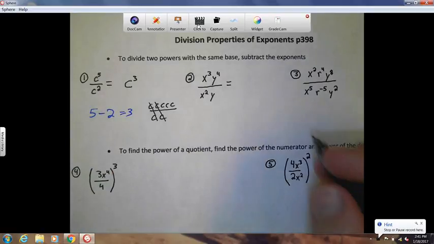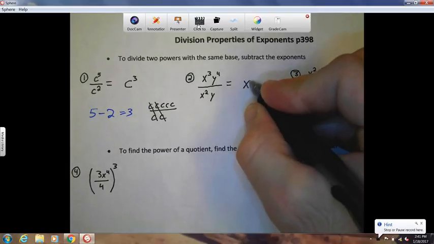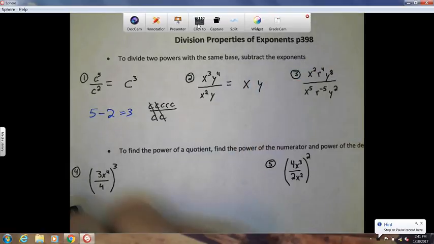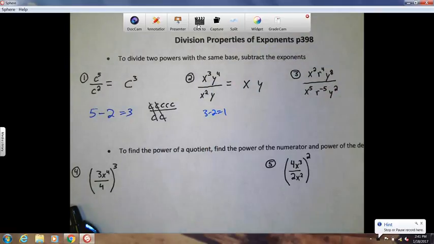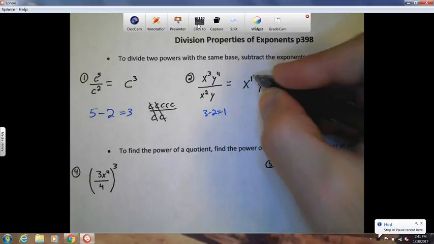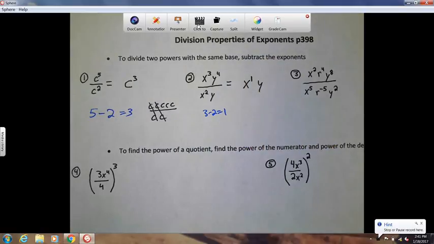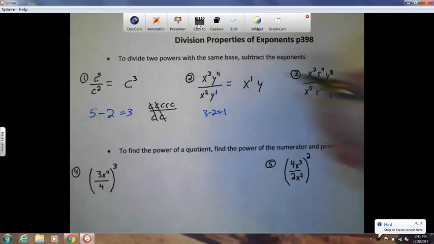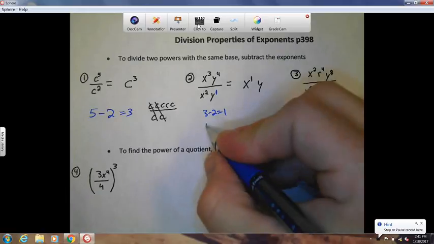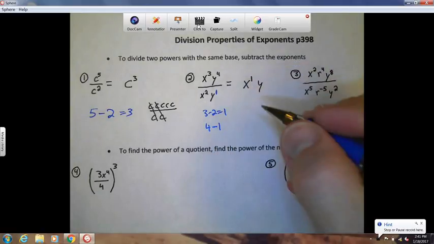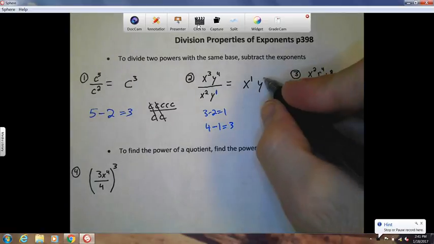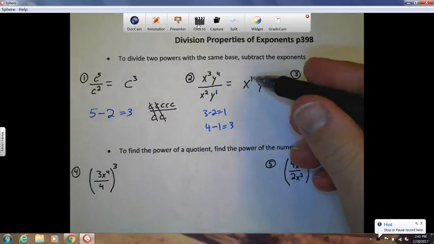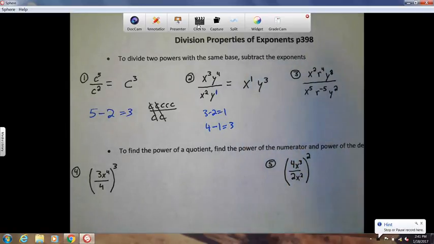Okay, so over here I have, go ahead and write X and Y. So for X I have 3 minus 2, which is 1. And for Y, I'm going to put this in. Remember, that has an exponent. 4 minus 1, which is 3. So X, Y to the third. You do not need to write the 1, but I'm going to do it just so there won't be any confusion.